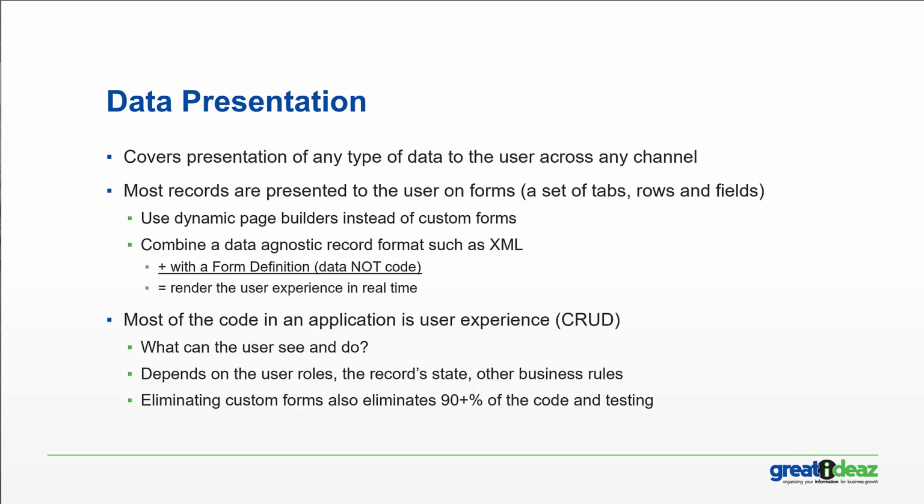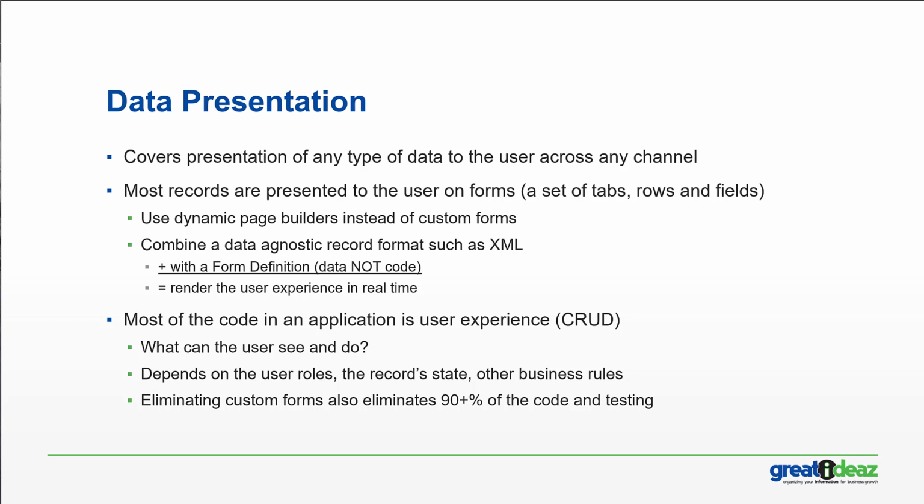So when you consider that most of the code in an application is what we describe as user experience CRUD, create, read, update, delete of information, what we're really saying is, look, if I'm putting a form on display, I need to be able to determine what the user can see, which fields in this record does the user see, which fields on this record can the user update, which buttons on this form can the user press. And as we've already said, this depends on the roles assigned to the user, the state of the record, and potentially a bunch of business rules. Okay? And typically, that's all custom coded. But if we eliminate that custom code, then we've eliminated 90% plus of the code and testing in the application. So this gets us right back to write less code, do more with data.